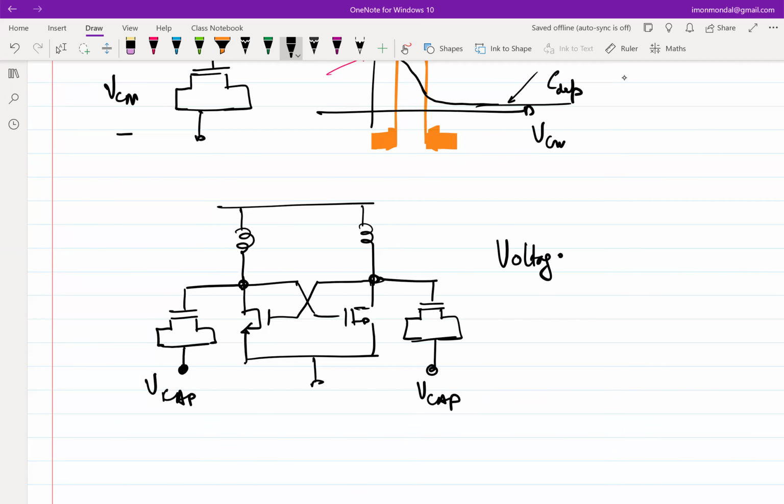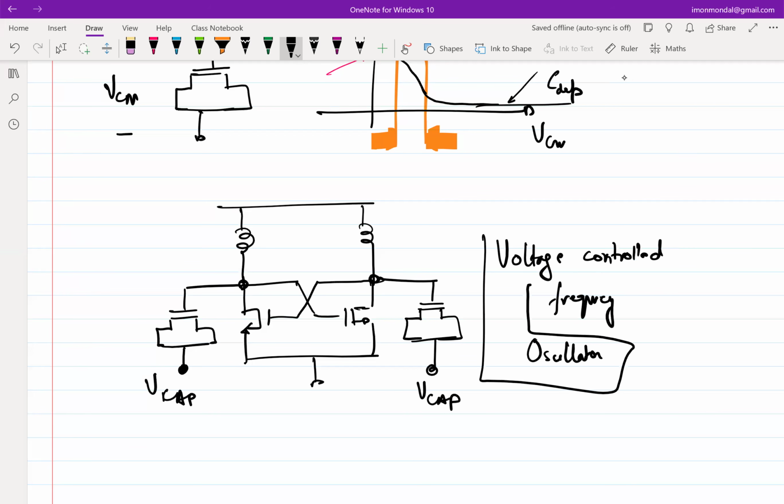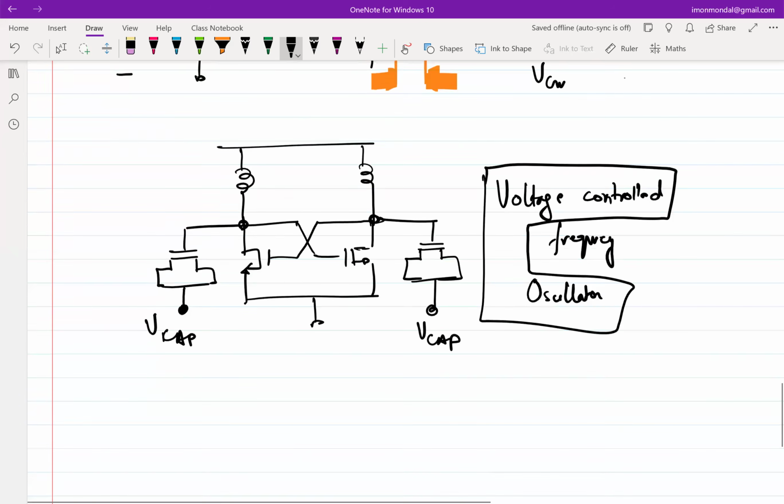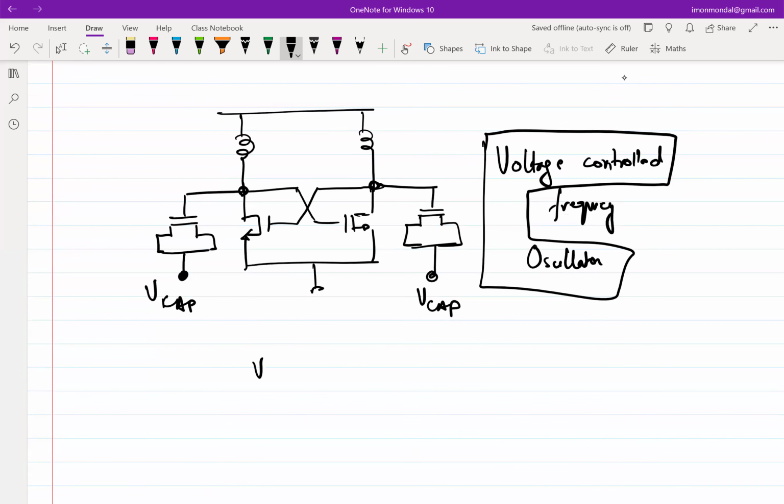Voltage controlled frequency. Now, typically, we don't call it voltage control frequency generator. We call it voltage control oscillator. Okay, or it's a VCO. In short, we call it a VCO.